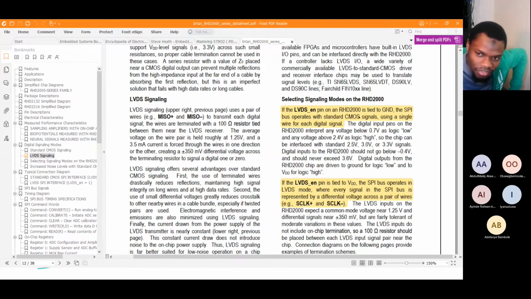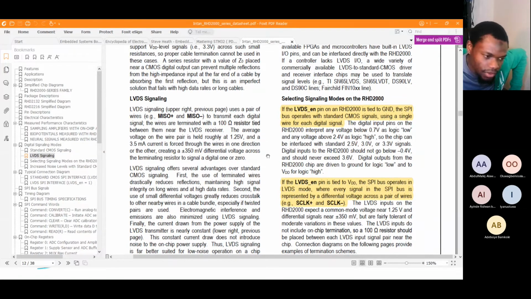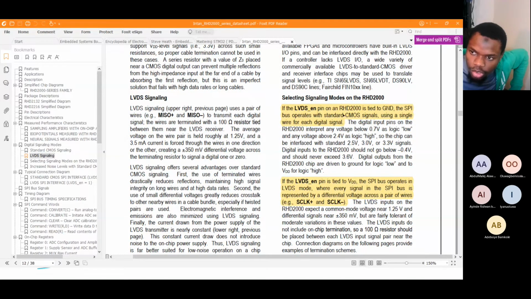And Arduino uses a particular type of SPI, which is standard CMOS SPI. There are different types of SPI again. I didn't talk about that, so I wish I had. We have LVDS SPI, and then we have standard CMOS SPI. I think there are other types of SPI as well. So Arduino uses standard CMOS SPI.